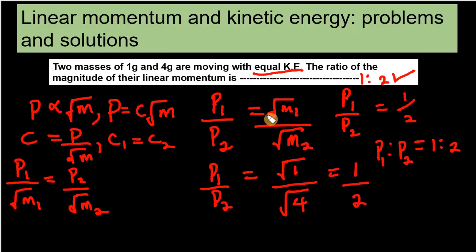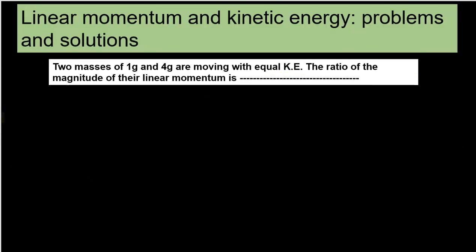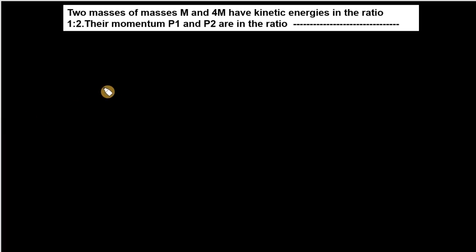Now let us solve the second problem. This question says two masses m and 4m have kinetic energies in the ratio 1:2. Their momentum P1 and P2 are in the ratio. So we still follow the same method we did previously.